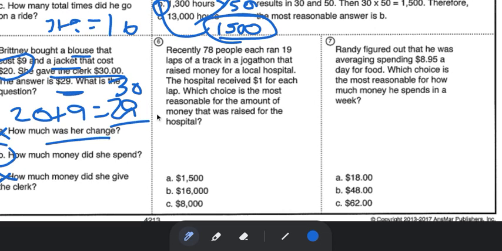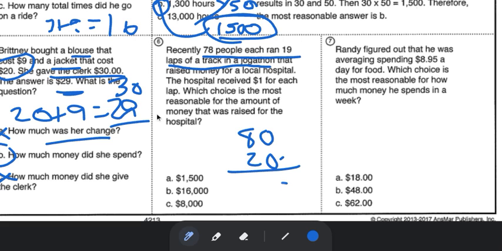All right, so you should have given it your best shot here. Recently, 78 people each ran 19 laps of a track in a jogathon that raised money for a local hospital. The hospital received $1 for each lap. Which choice is the most reasonable for the amount of money that was raised for the hospital? Well, if 78 people are running and they each do about 19 laps, 78 is going to round to 80. You should have written 80 down here to show your work. Always round the numbers in the problem, not the answer. And then you're going to round 19 laps to 20 laps to make that close.